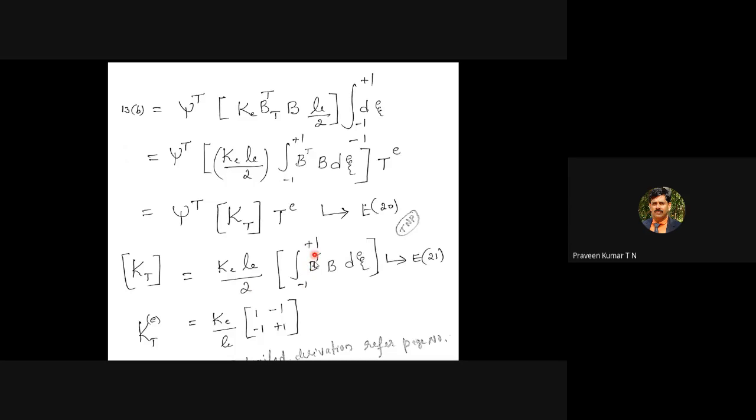Integration of -1 to +1 of B transpose B into d xi. So after simplifying this integration of B transpose B into d xi, that simplification part we did separately yesterday. The B value is given by 1 by Le, [-1 1]. That is the B value. Once you multiply those two and simplify it further, we end up with the thermal conductivity matrix.